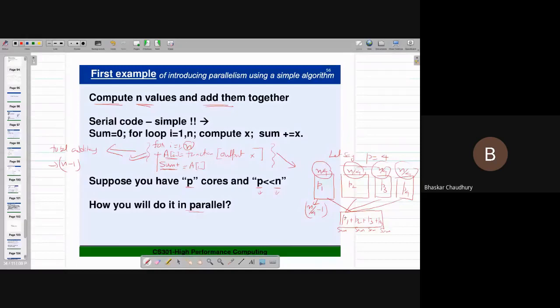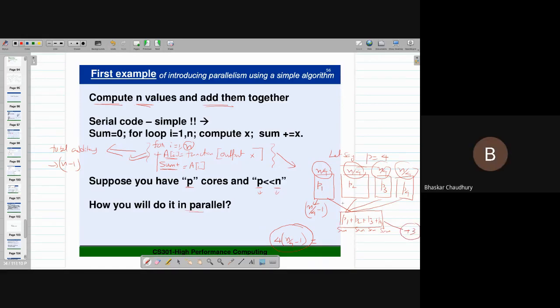So total, how much are you doing? I can write it as 4 into n by 4 minus 1. Is that acceptable to all of you? Plus then 3. Yes, exactly. This part is how much is done by all individual processors, and this part is plus 3.